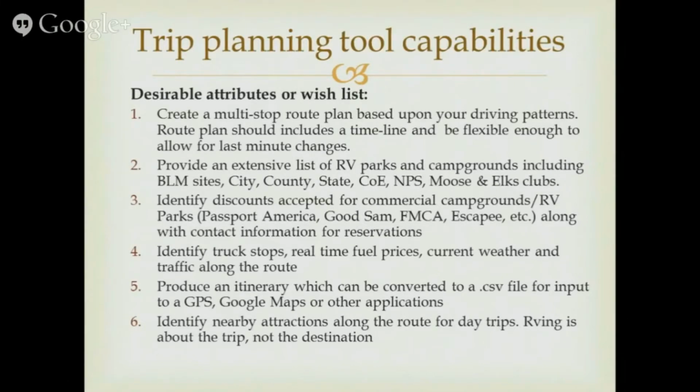I want to be able to produce an itinerary that can be converted to a CSV file for input to a GPS. CSV is comma-separated variables. It's basically a spreadsheet we use for input, and I use it to quickly generate a Google map from that itinerary, and I use it with other applications.